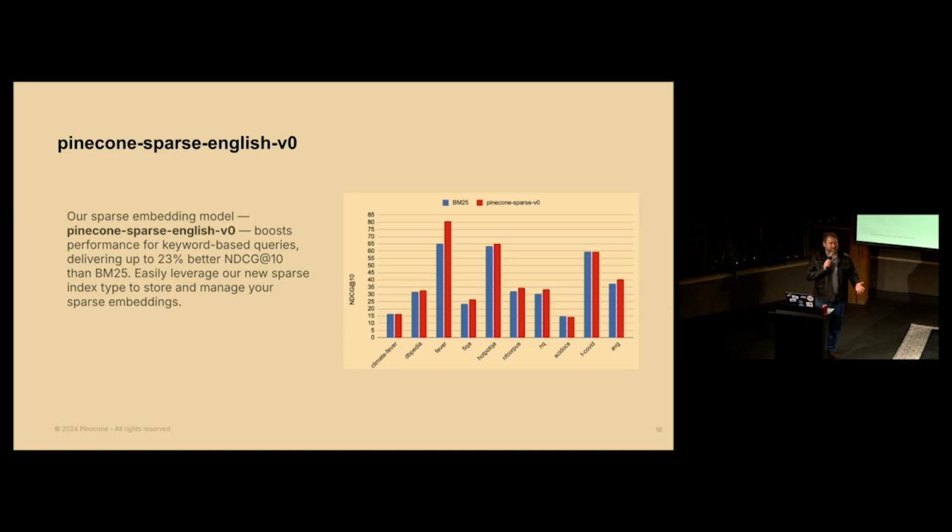As its name suggests, this is the very first version of it. But it scores significantly better on NDCG than BM25. This allows you to, again, leverage a single service to run your sparse embeddings as well as your dense embeddings, which we'll get to in a minute.